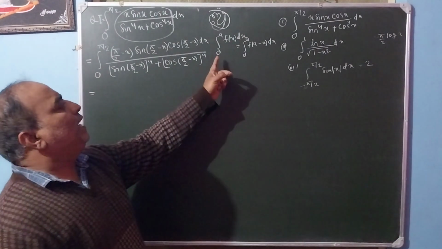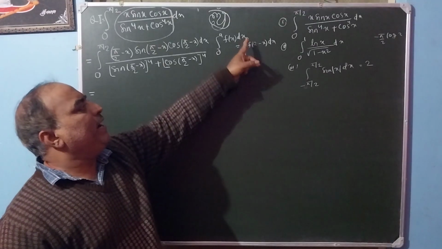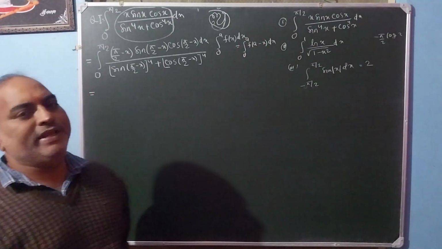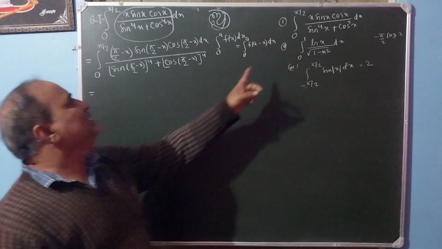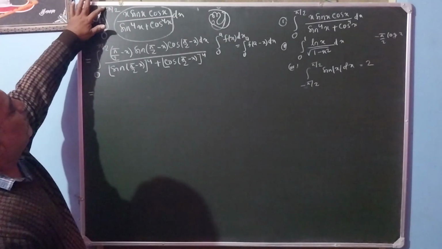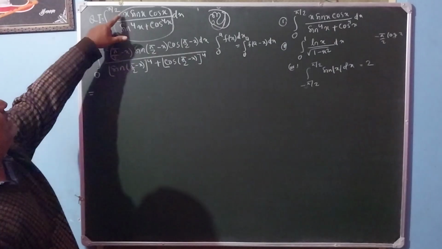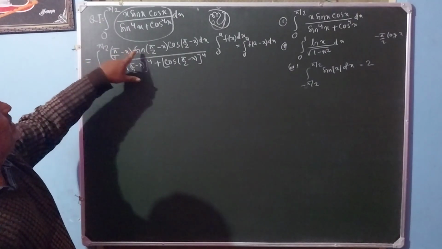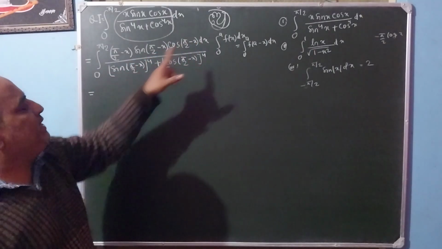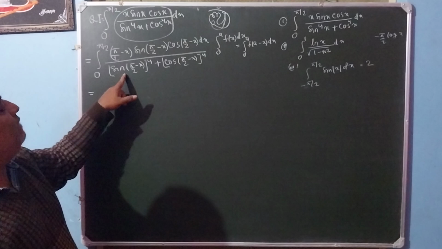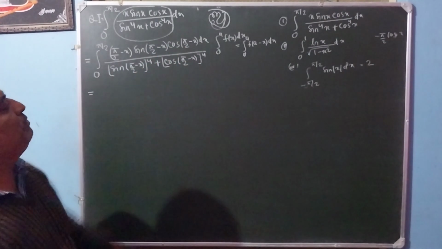So we know one formula: integral from 0 to a of f(x) dx is equal to integral from 0 to a of f(a minus x) dx. That is, replace x by a minus x. So a is here pi by 2. So replacing x by pi by 2 minus x, we get sin of pi by 2 minus x, cos of pi by 2 minus x into dx, divided by sin pi by 2 minus x whole to the power 4, plus cos pi by 2 minus x whole to the power 4.